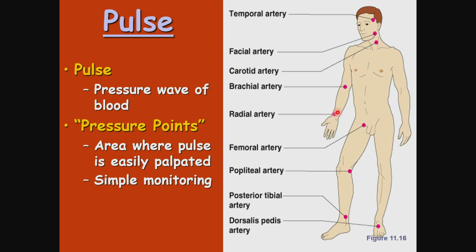I think we've all tried our radial artery and our carotid artery to take our pulse, but you have other places like your temporal artery, your facial artery, which is a little bit up on your mandible. Brachial artery, that's where they put the stethoscope when they're doing blood pressure. You even have a femoral artery, one behind your knee called the popliteal artery. You have one on the side of your leg, the posterior tibial artery, and even one on top of your foot, the dorsalis pedis artery.